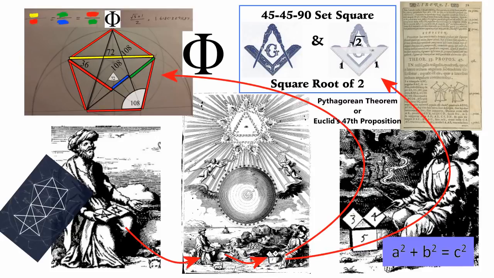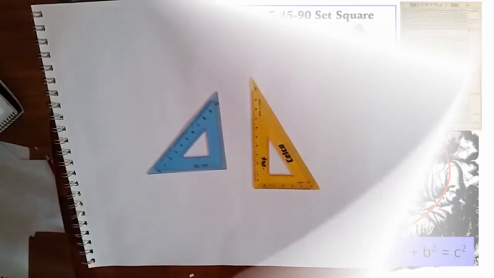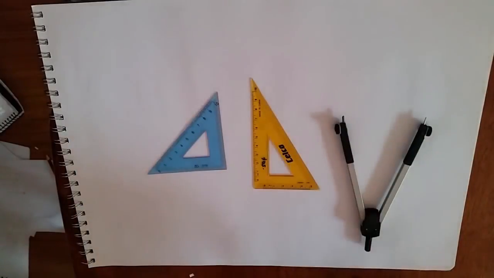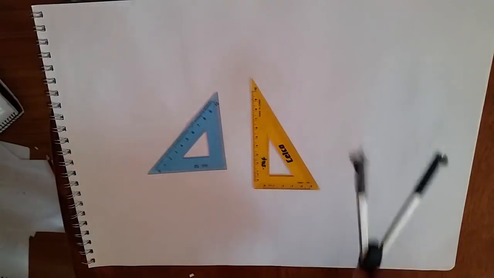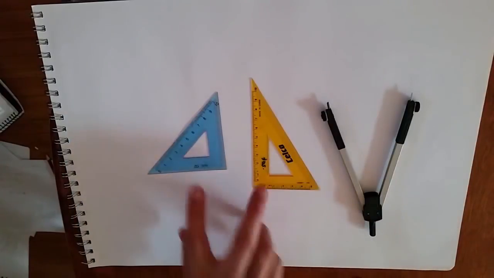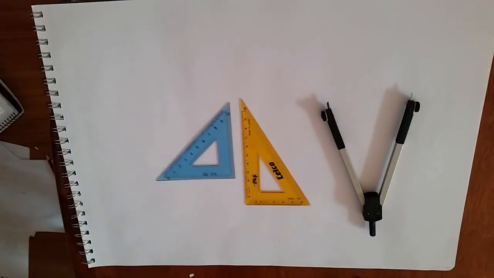But through this a squared plus b squared, we can also decode the Masonic compass and square. The square, or the 45, 45, 90-degree set square from school, is about the square root of 2. And I'll put up a video now showing you how you can use Pythagorean theorem and some basic geometry to prove that. Everyone probably would have seen these. In a standard drawing kit, you'll basically get a compass and these two set squares.